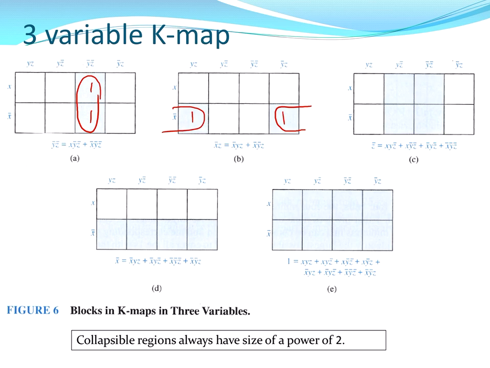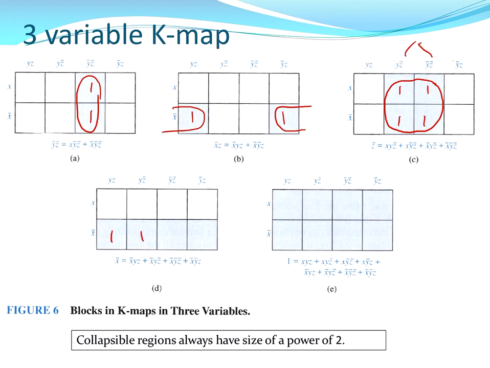For part C, if I had a 1 in these 4 cells, I could cover it with a single grouping. In this case, the only variable that doesn't change is z bar. The y and the y bar are both there, so its complementation changes. X and x bar are both there, so its complementation changes. But z bar doesn't change, and so we could represent the whole grouping with z bar.